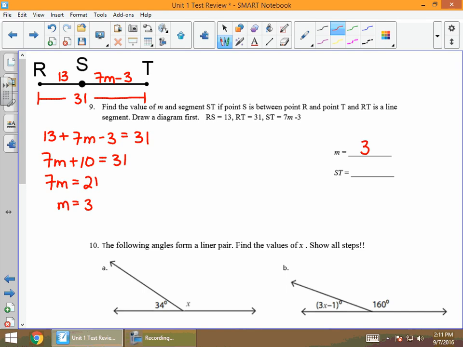Then it wants me to find ST. Well, ST, we just said, is 7 times m minus 3. Well, I know what m is. Let's do substitution. 7 times 3 minus 3. Well, 7 times 3 is 21, minus 3 is 18. So ST is 18 units long. Now, I don't know what those units are. It does not say inches or feet or any other unit, so I'll just put the word units on there. There's 18 units.